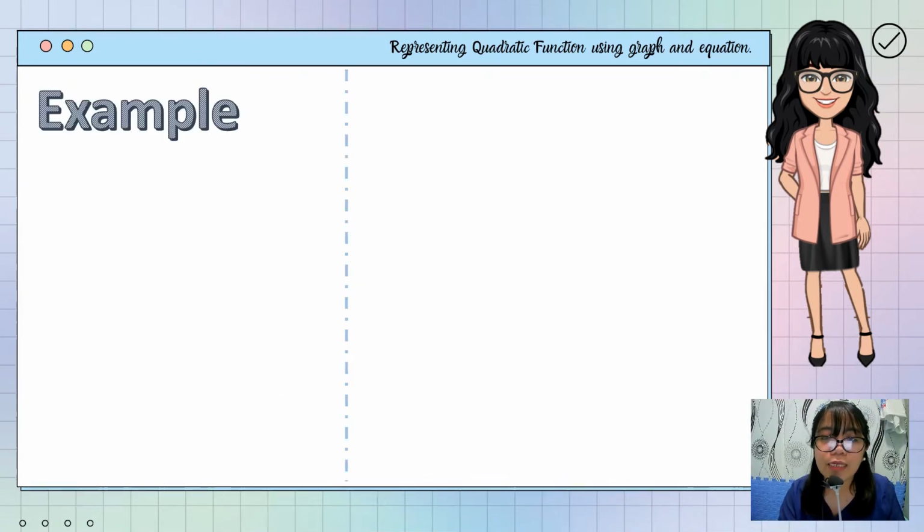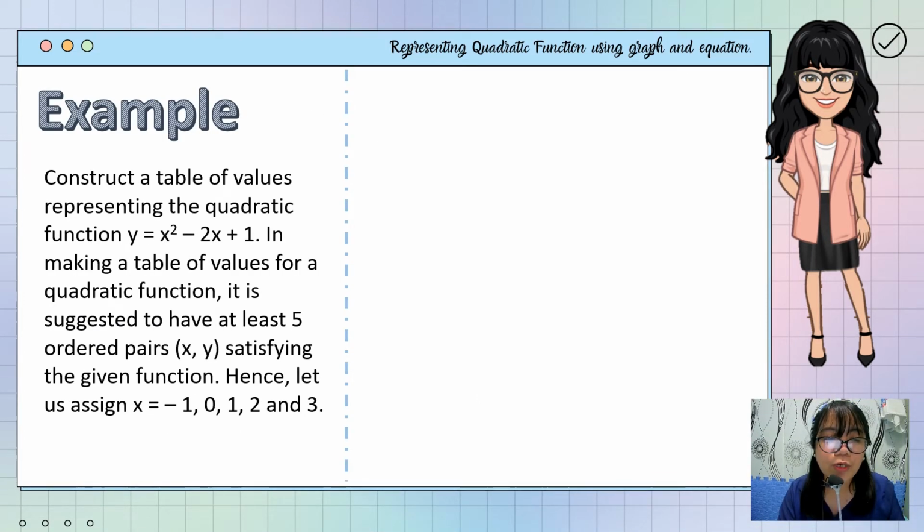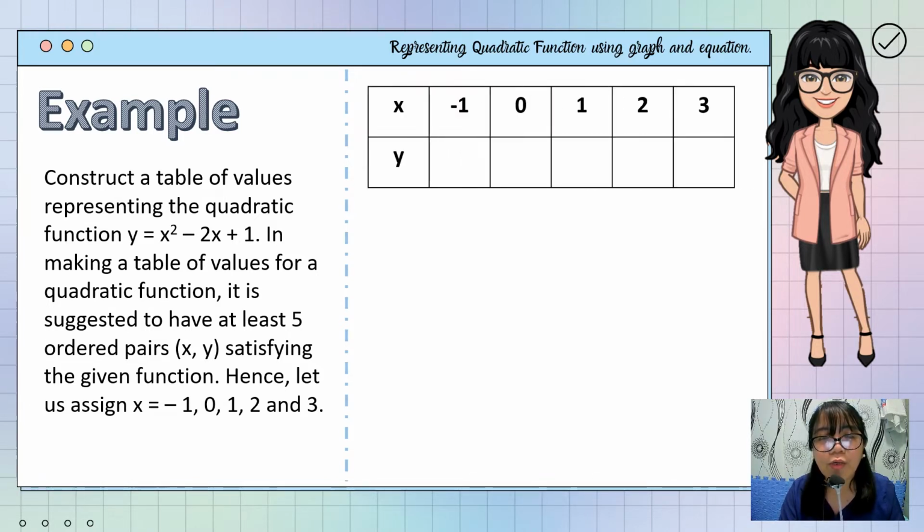Now let us have an example. Construct a table of values representing the quadratic function y equals x squared minus 2x plus 1. In making a table of values for a quadratic function, it is suggested to have at least 5 ordered pairs (x, y) satisfying the given function. Hence, let us assign x equals negative 1, 0, 1, 2, and 3. Now, here is your table of values.